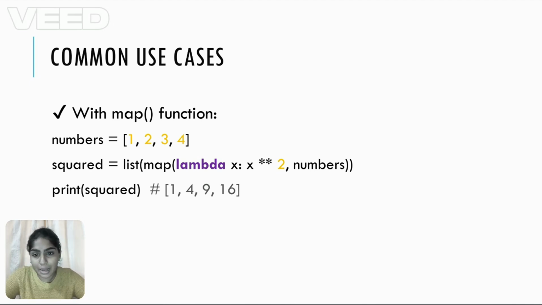Look at this example of map. Here we have given the expression x ** 2. Here double star indicates exponentiation, which means a number raised to the power of another. So the output of this program is 1, 4, 9, 16.